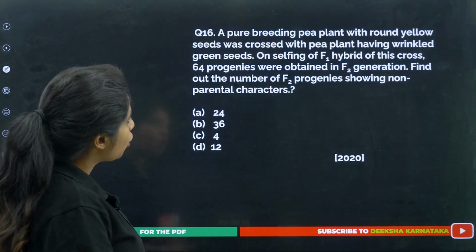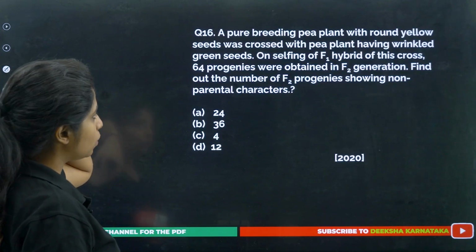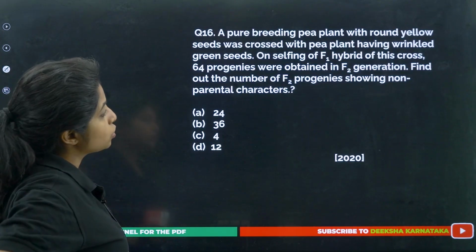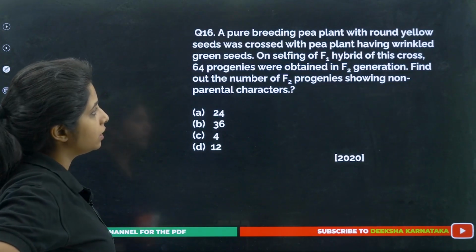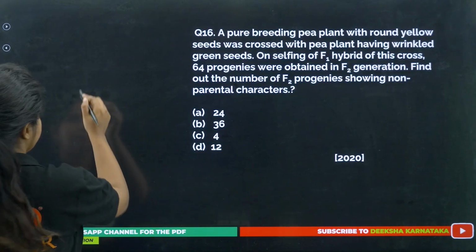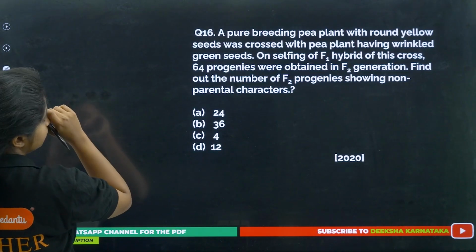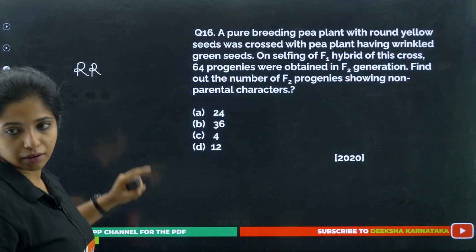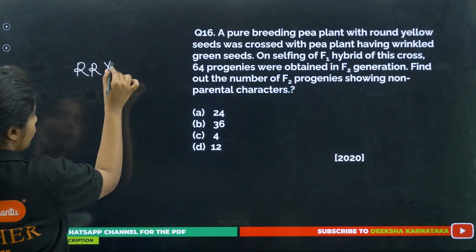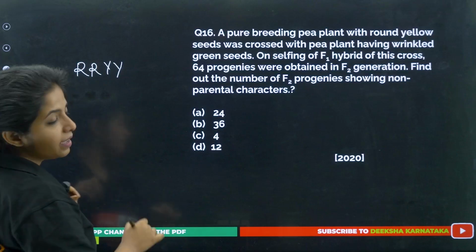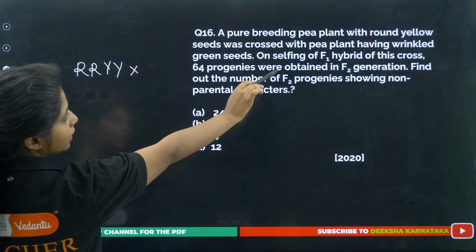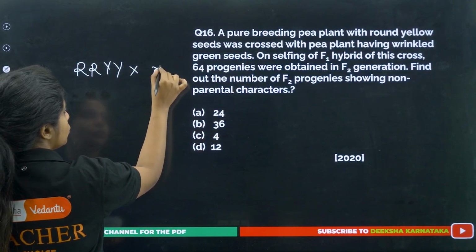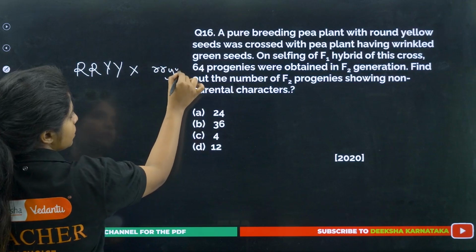Going ahead, a pure breeding pea plant with round yellow seeds was crossed with pea plant having wrinkled green seeds. Pure breeding, that means it has to be capital R, round and yellow. Pure breed means you're talking about homozygous, and it was crossed with what? Pea plant having wrinkled green, so it is small r, small r and small y.